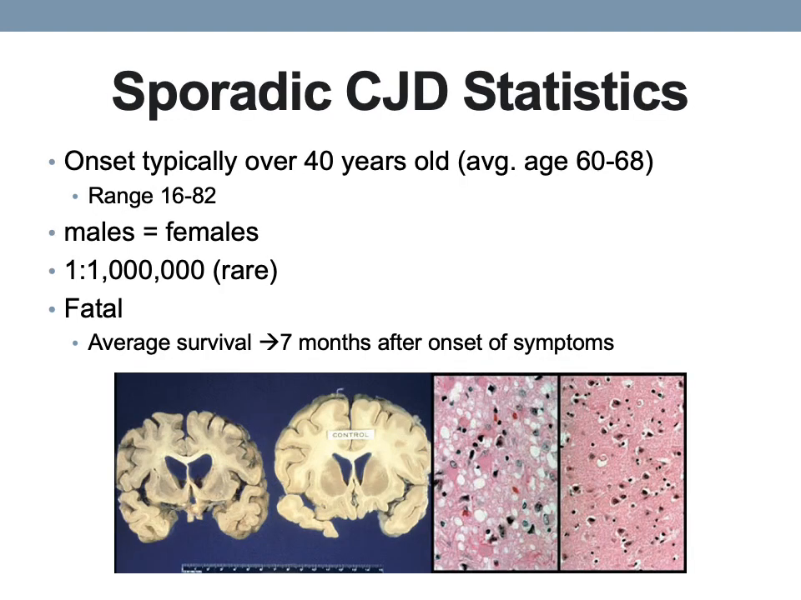Sporadic CJD statistics: the onset typically occurs over the age of 40. The average age is 60 to 68, but it can occur at any age, so we have a range from 16 to 82. It affects males the same as females. It is extremely rare, 1 in a million, and it is fatal, as all Prion diseases are fatal. The average survival is that by about the onset of symptoms, the individual will probably die within 7 months.